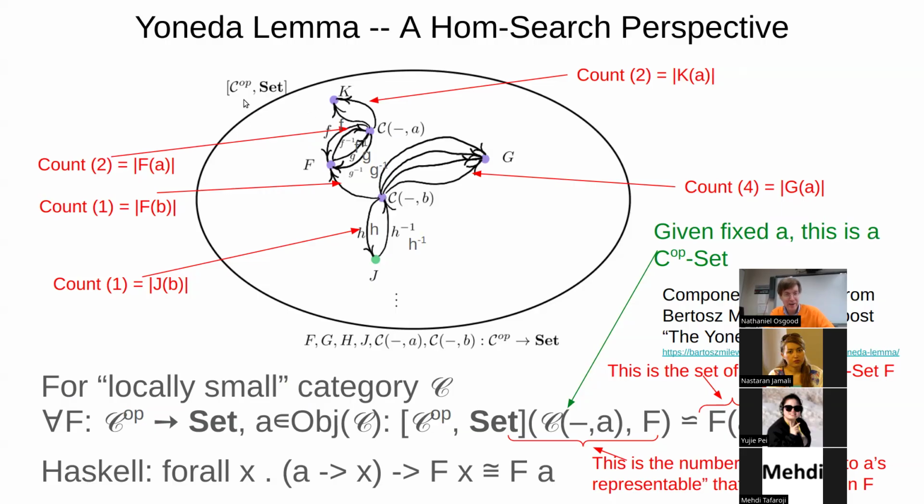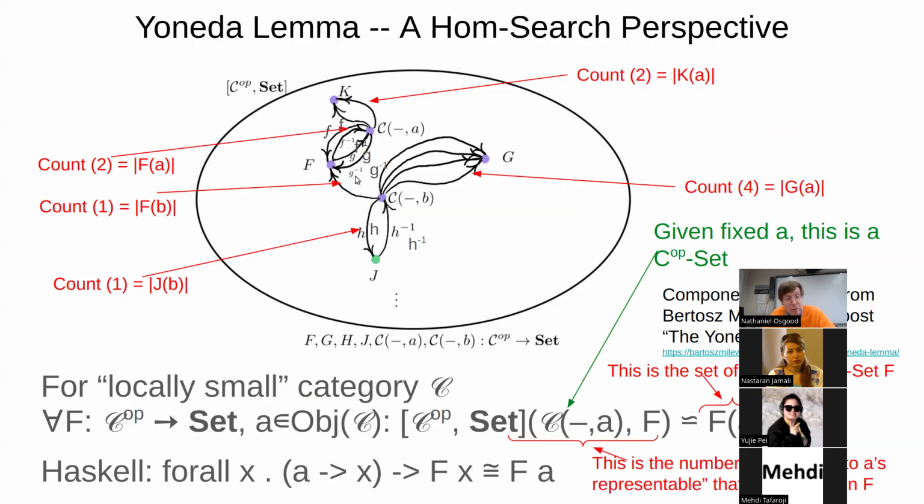Here's this category, C-op set. There it is. And this is just a dot there. This is a representable for B. You see that? This is a representable for A. Do you see that? Here's F. F is just a dot here. It's a dot in the C-op set category. Why are we talking about that? Well, because we're dealing with the morphisms here.